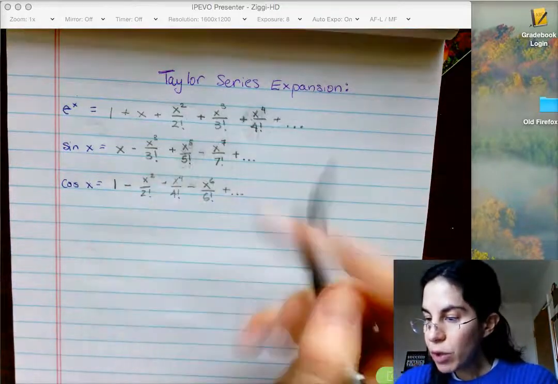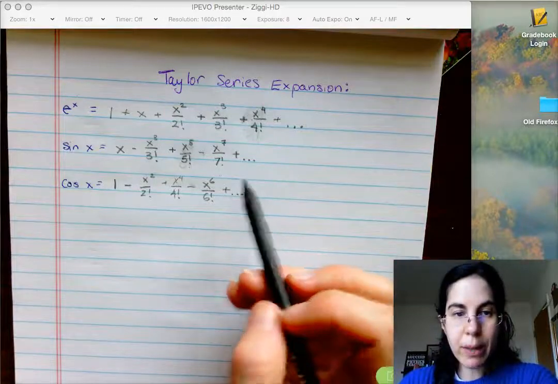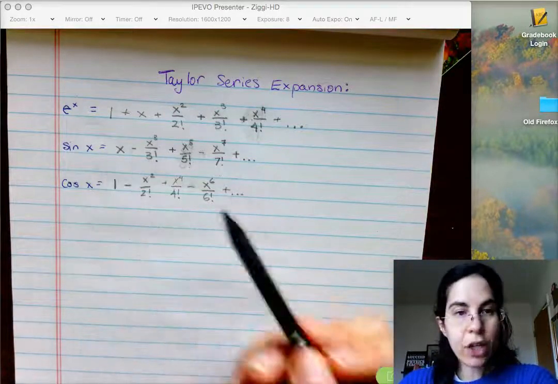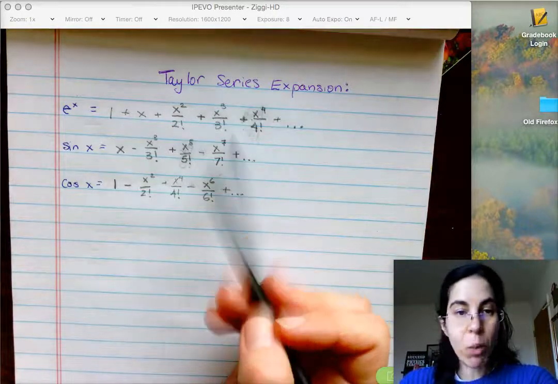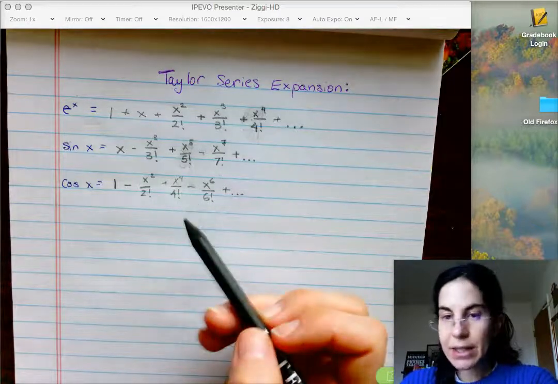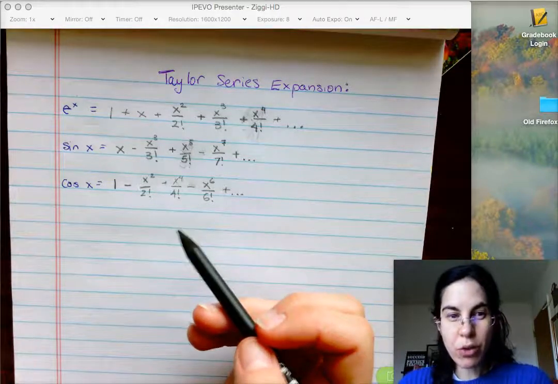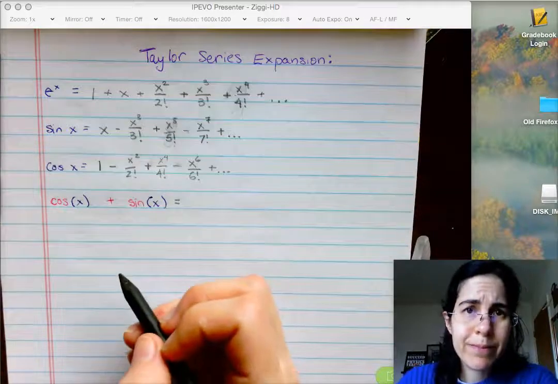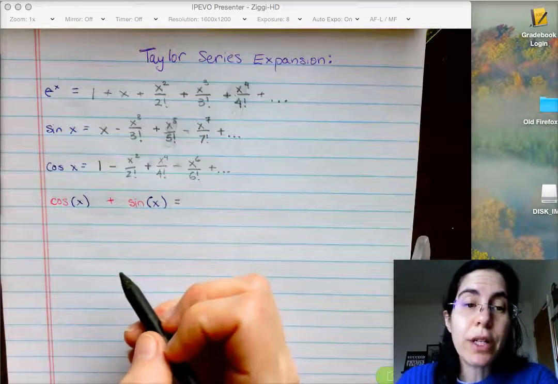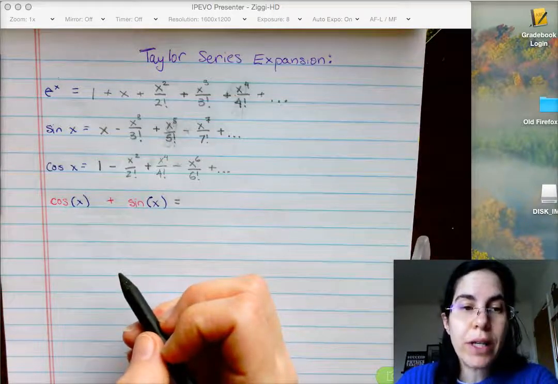Pause and see what you can do within the realm of real numbers to combine sine and cosine to get e to the x. Watch those signs. Pause, press play when you're ready. No luck, huh? Don't take it too badly to heart. It's not possible within the realm of the real numbers.